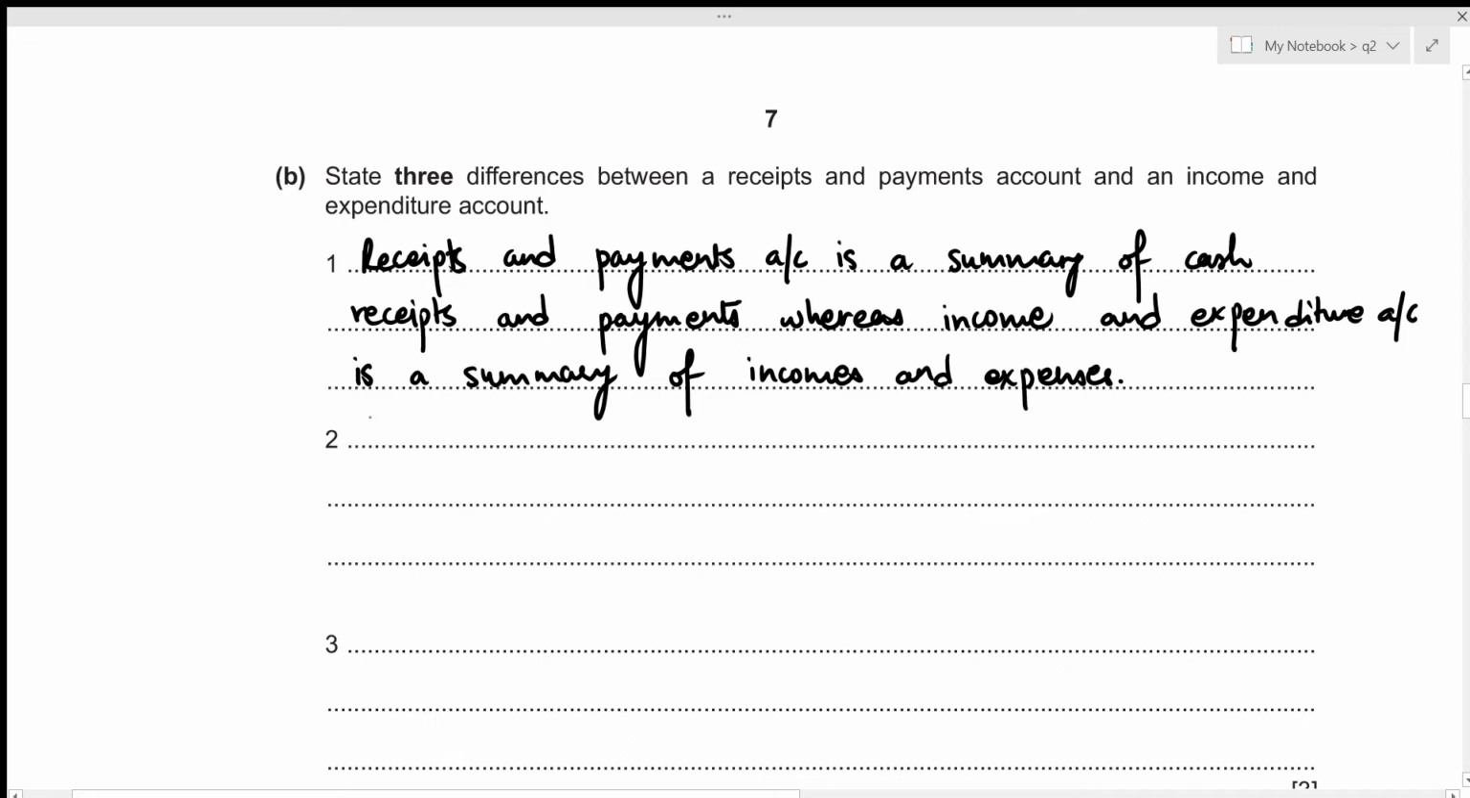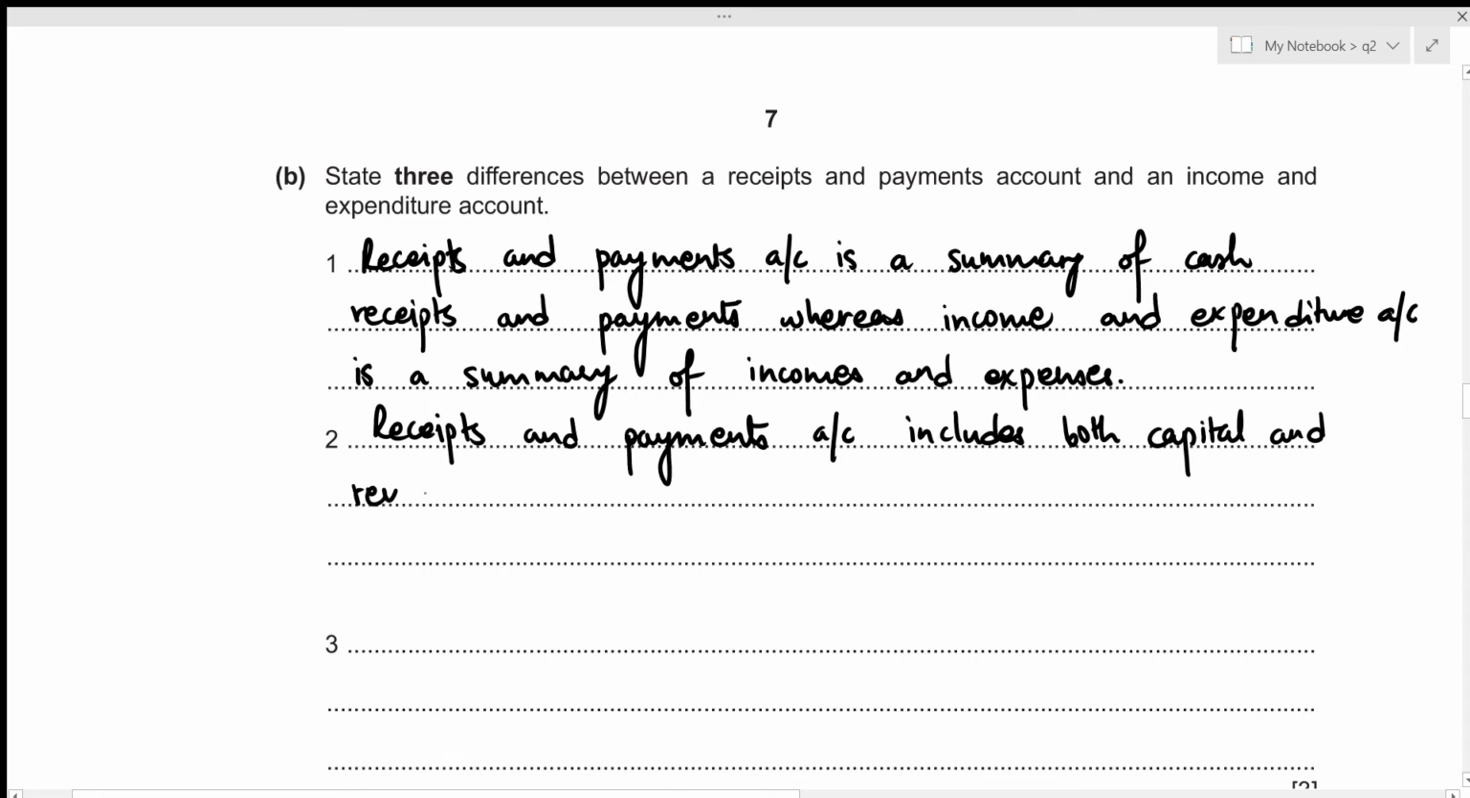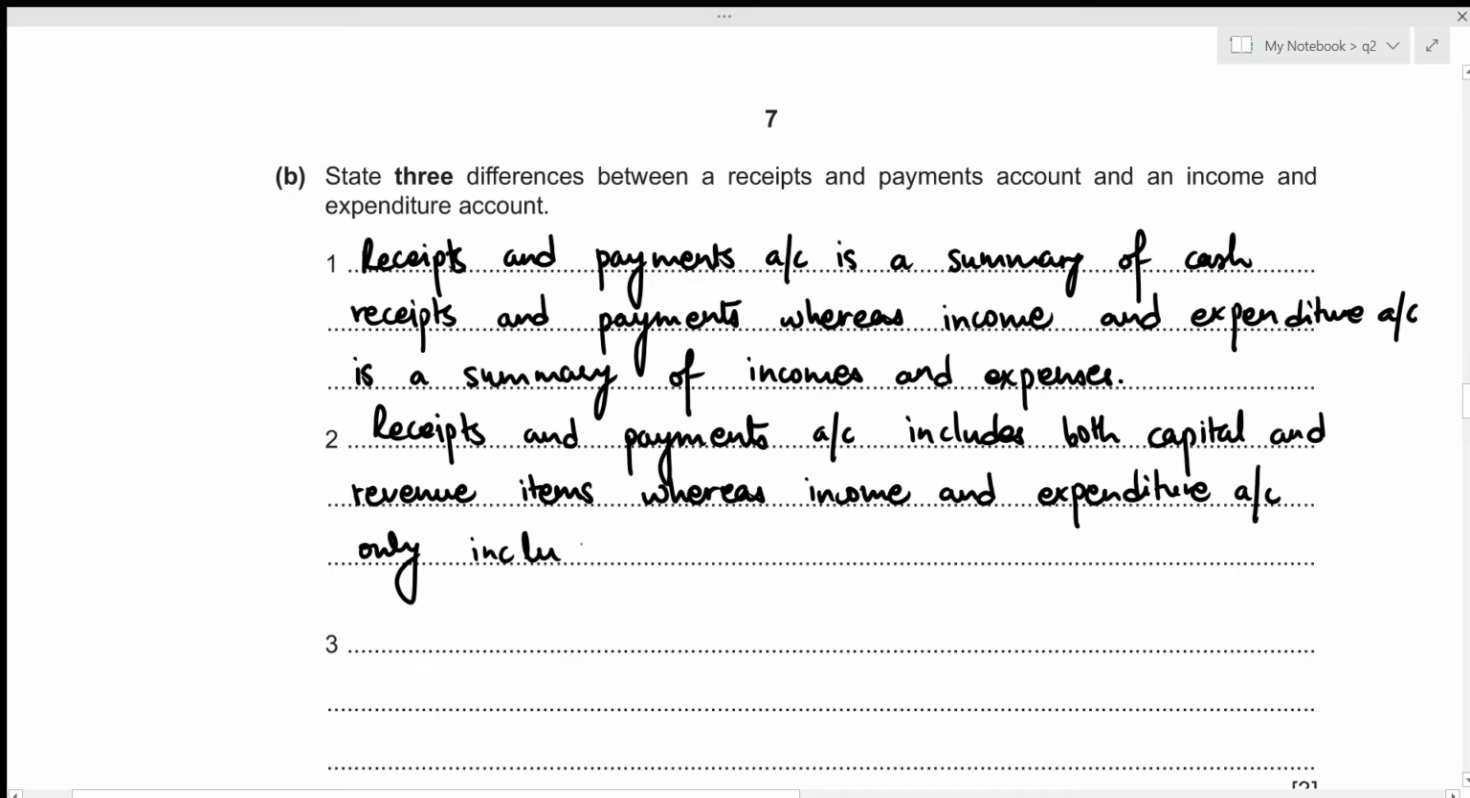Let's write it down. Receipts and payments account includes both capital and revenue items, whereas income and expenditure account only includes revenue items.